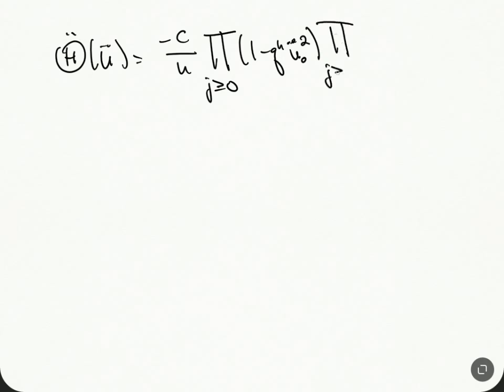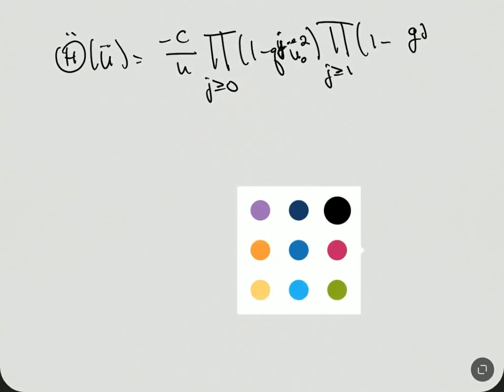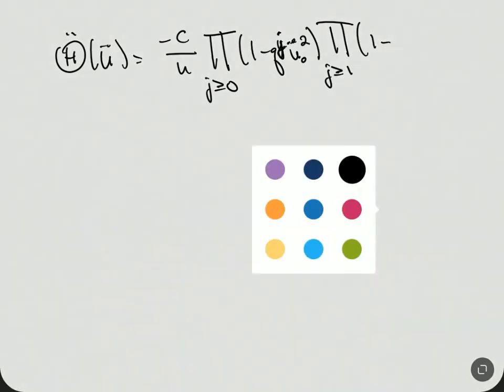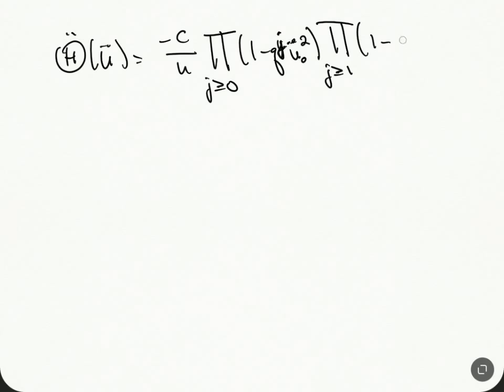Product over j greater than or equal to 1 of 1 minus q to the j, so this is a j. Oh dang it, q to the j over u dot dot 0 squared. Okay, so that doesn't make sense. This is q to the j u dot dot 0 squared.